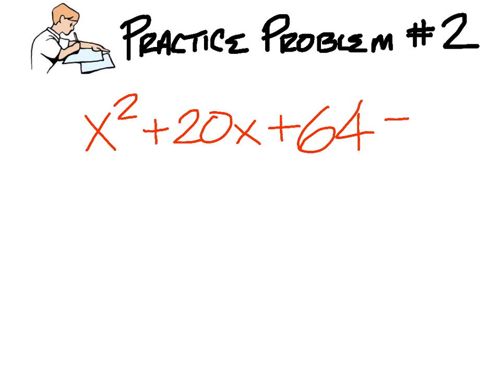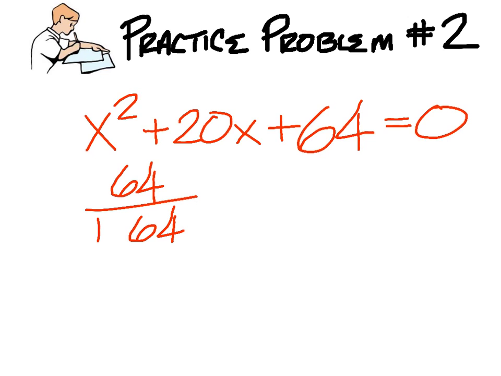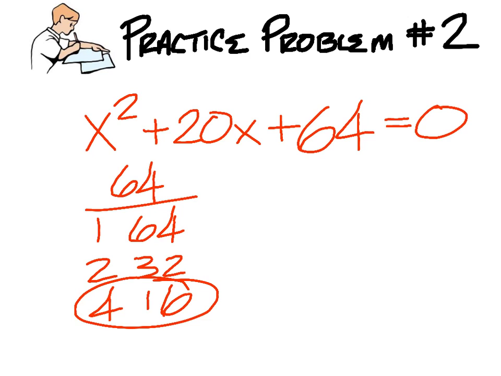Practice problem number 2. X squared plus 20x plus 64 equals 0. For the practice problem, we have 64 and its factors are 1 and 64, 2 and 32, 4 and 16. Don't need to go any further because these add to give you 20. The opposites are negative 4, negative 16.